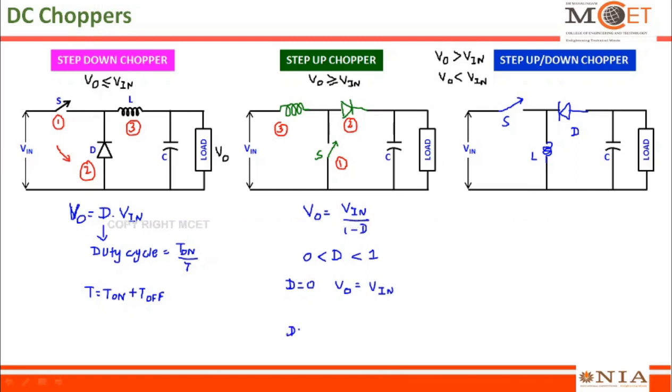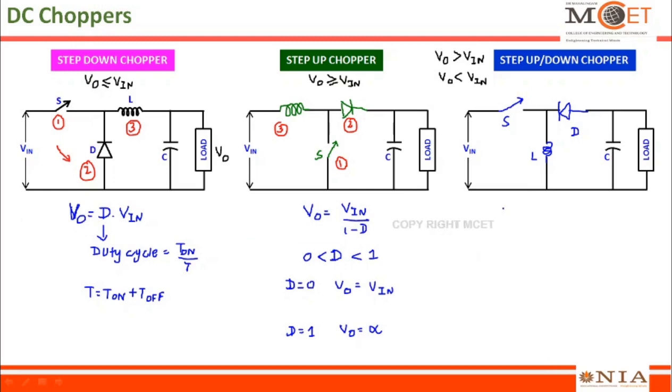When duty cycle D is equal to 1, what will happen? V out is equal to V in divided by 1 minus 1. 1 minus 1 becomes 0. So the denominator becomes 0. Once the denominator becomes 0, the output voltage will become infinite theoretically. So theoretically, by varying the duty cycle from 0 to 1, it is possible for me to vary the load voltage from V in to infinity.